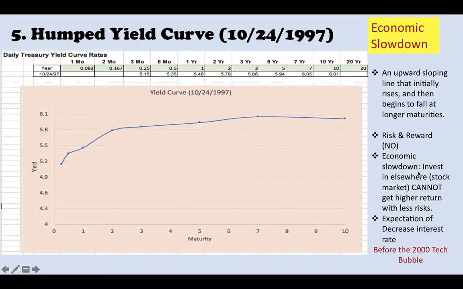So it indicates the economic slowdown. You invest your money elsewhere and cannot get a higher return with less risk. So expectation of decreased interest rate. So if interest rates are going to decrease, it's good to hold the bonds, right? So 1997 is before the 2000 tech bubble.